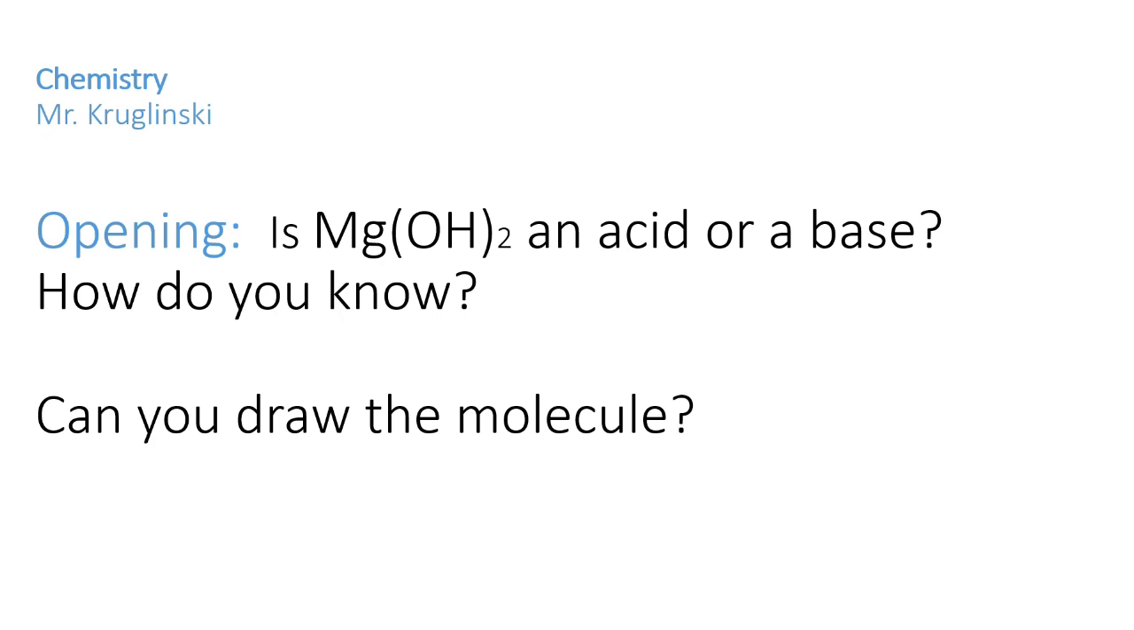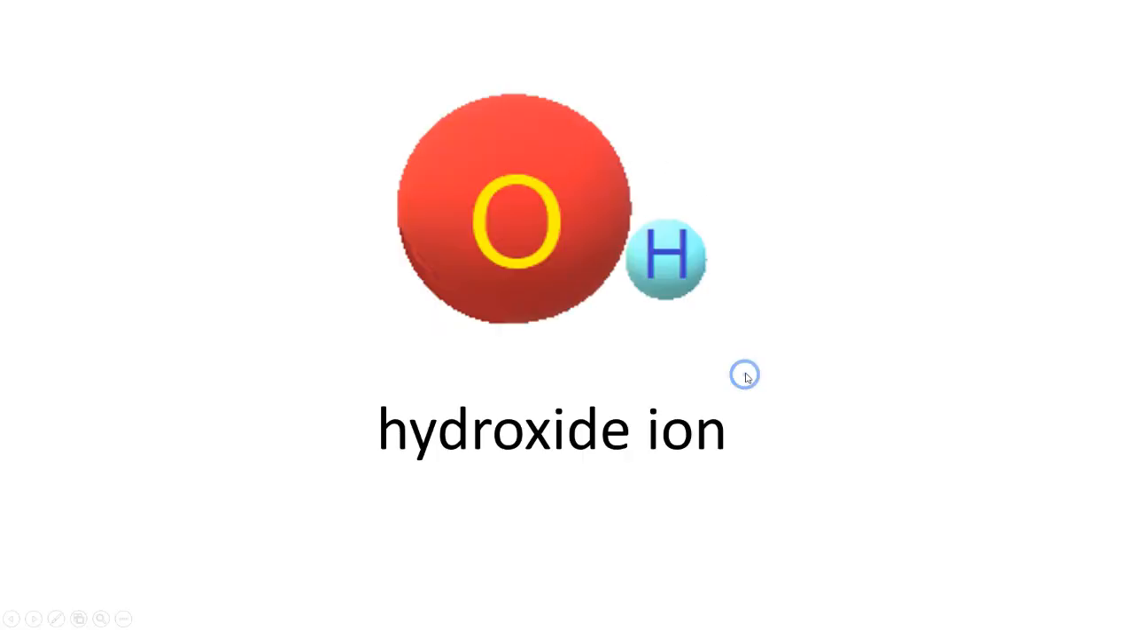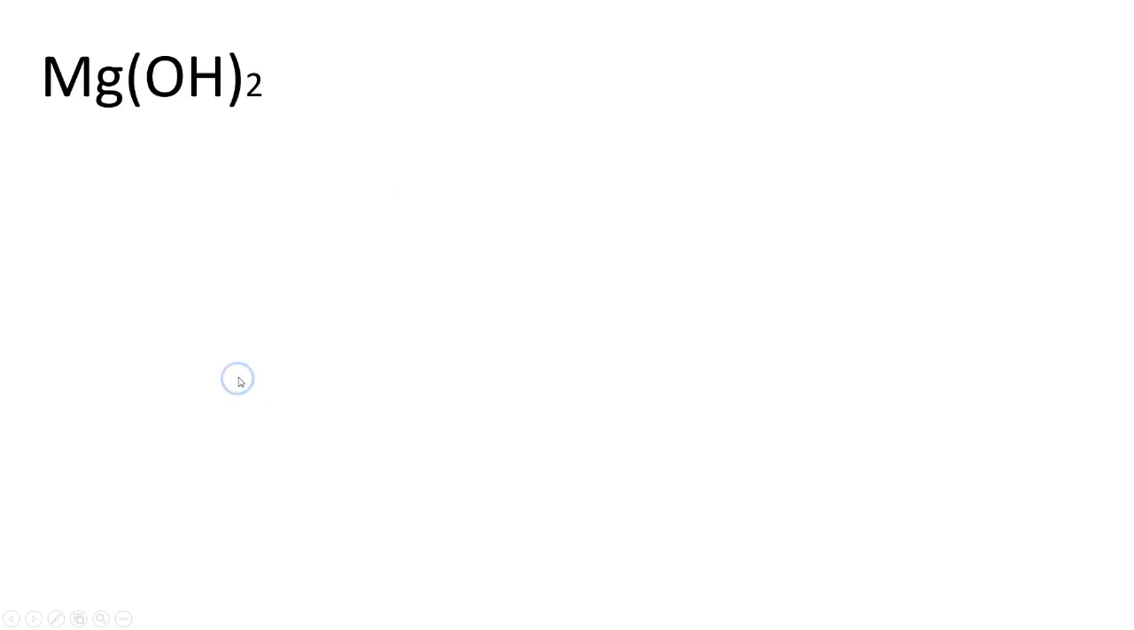Okay, we're back. Is MgOH2 an acid or a base? So let's remember that there's a polyatomic ion that determines if something's a base, and it's called the hydroxide ion. It's 1 oxygen bonded to 1 hydrogen atom. And if you see this polyatomic ion in a chemical formula, you know that that substance is a base. So MgOH2, there it is.